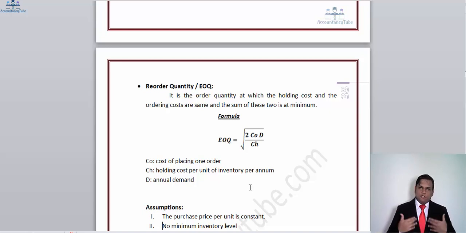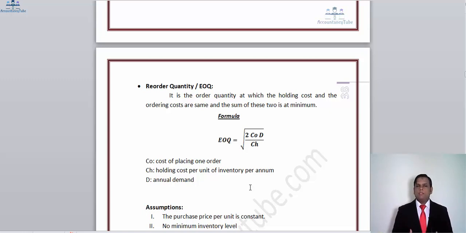So let's just go through it over again. Reorder quantity is the order quantity at which the holding cost and the ordering cost are the same, and the sum of these two is at minimum. Basically, the reorder quantity tells the financial managers the level which should be ordered whenever we need to place an order. That is why we compute this quantity, because at this quantity all our costs are kept at the minimum level possible. It's a mathematical formula for this.